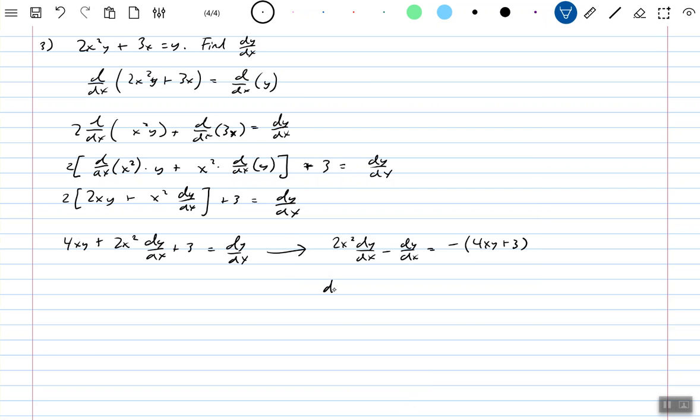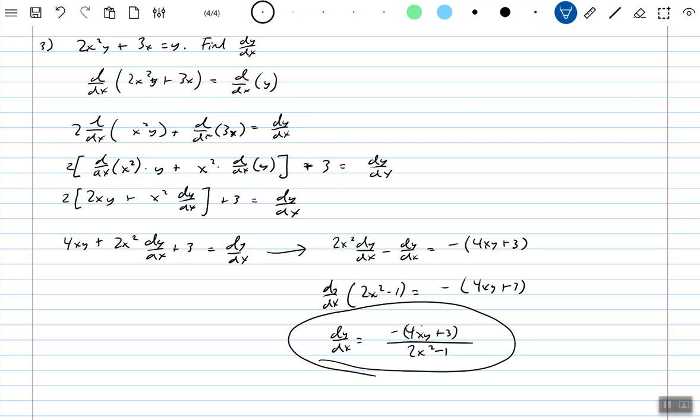So we can pull the dy/dx out in front: dy/dx times 2x squared minus 1 is equal to negative 4xy plus 3. Now, we have dy/dx times something equal to something else. Divide both sides by the 2x squared minus 1. So we have dy over dx is equal to negative 4xy plus 3 divided by 2x squared minus 1. And so that is dy/dx.